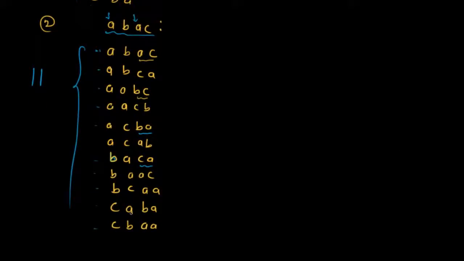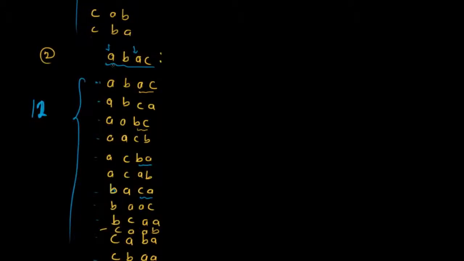This is A here. A appears here, so we could have A, B, A. We could also have A, A, B. So this is going to be C, A, B. Yeah, so it should be 12, not 11. Sorry for that. So that should be 12. So there are 12 possible arrangements of this.